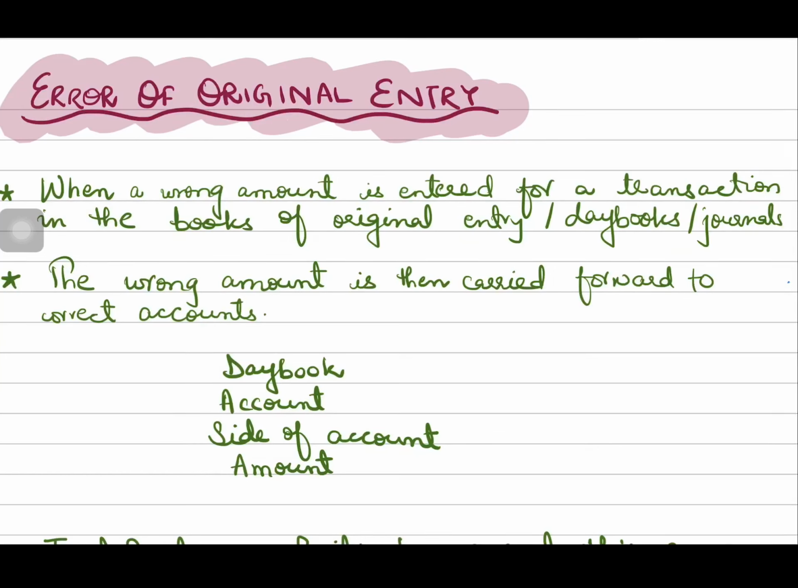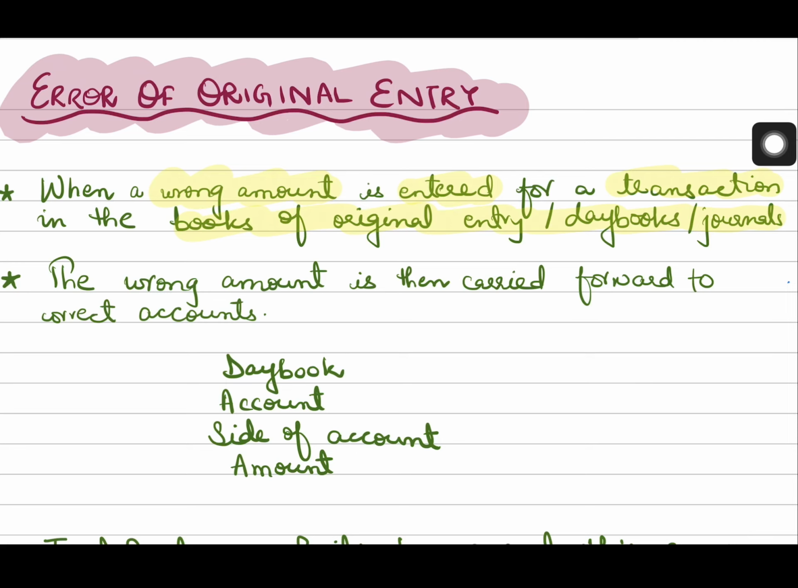In this video, we'll be learning about the error of original entry. As the name suggests, this error is made in the book of original entry, or in the day book, or in the journal. So, when a wrong amount is entered for a transaction in the books of original entry, day books or journals, this type of error is called the error of original entry.